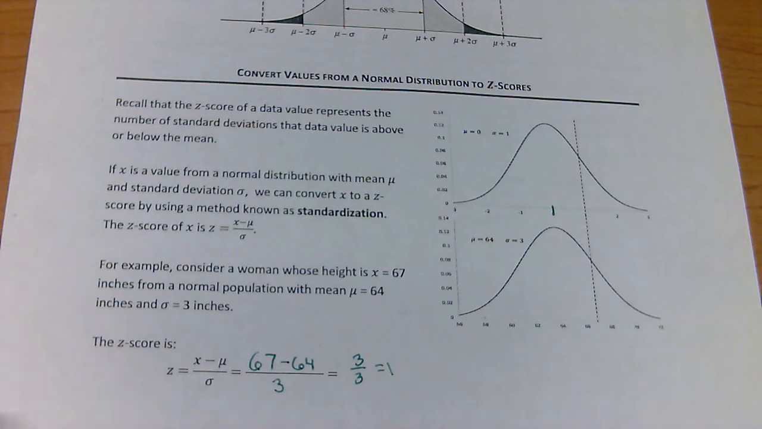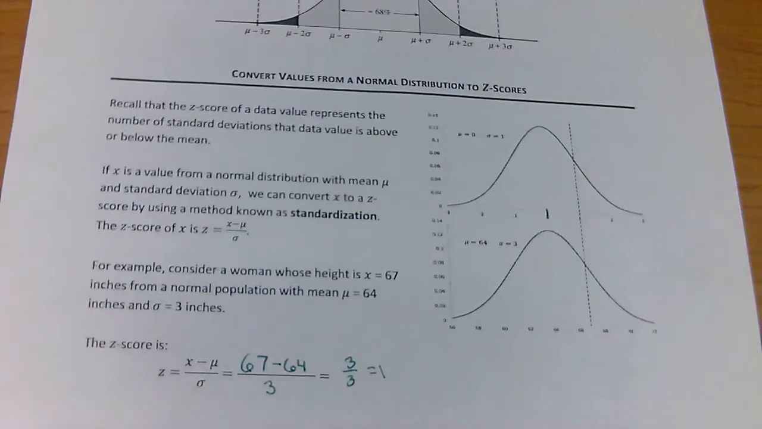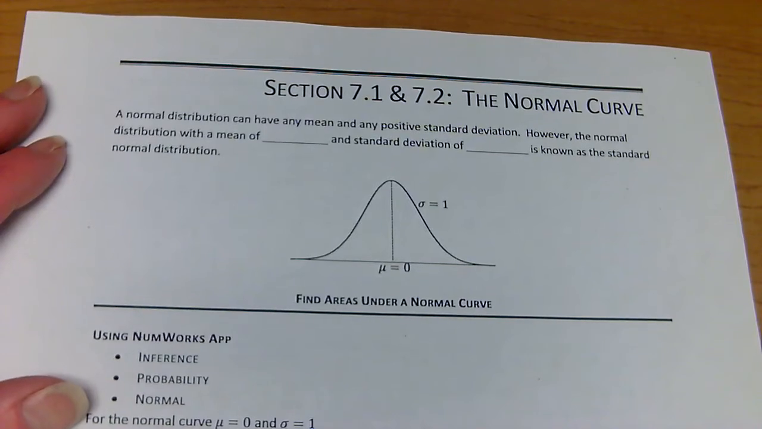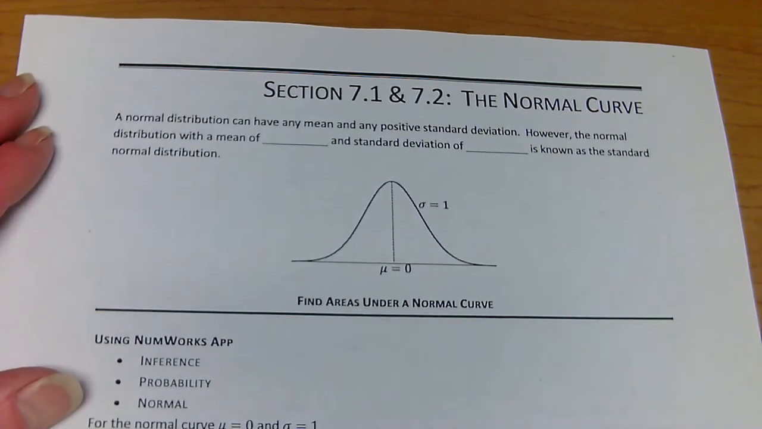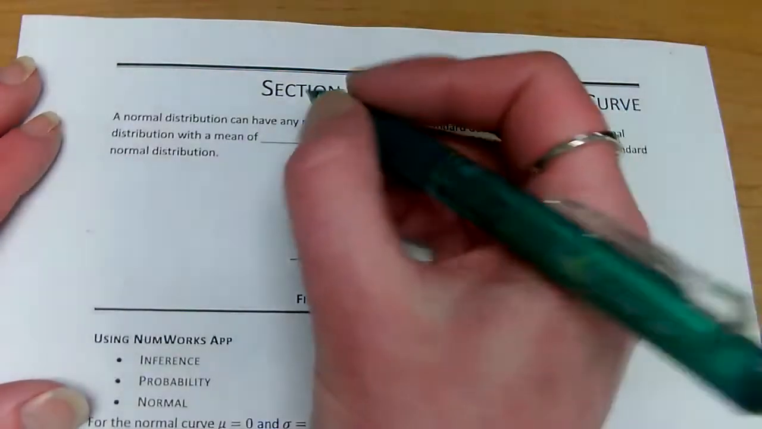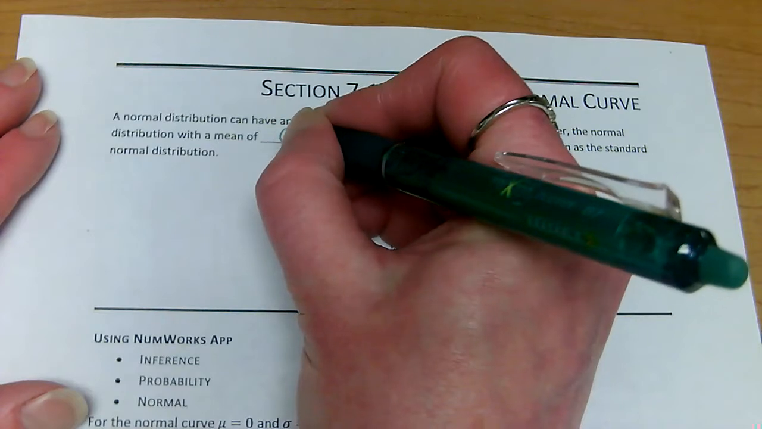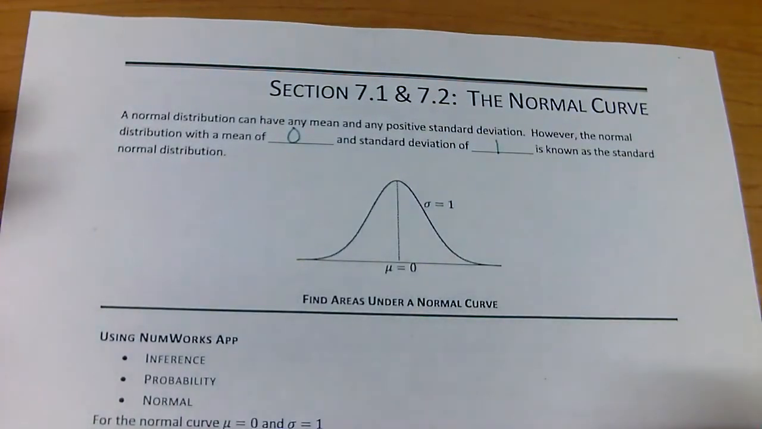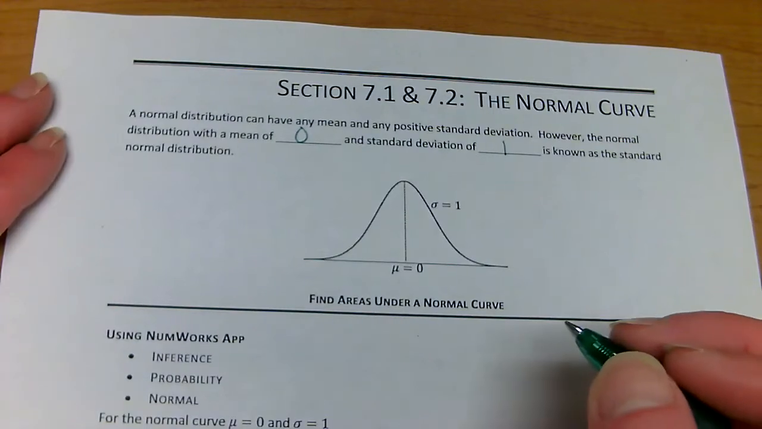And remember, we could use those z-scores to compare two values that may have different means. We're just putting them back to this normal curve. Now, a normal distribution can have any mean and any positive standard deviation. However, the normal distribution with a mean of 0 and a standard deviation of 1 is considered the standard normal distribution. This is where your z-scores live.